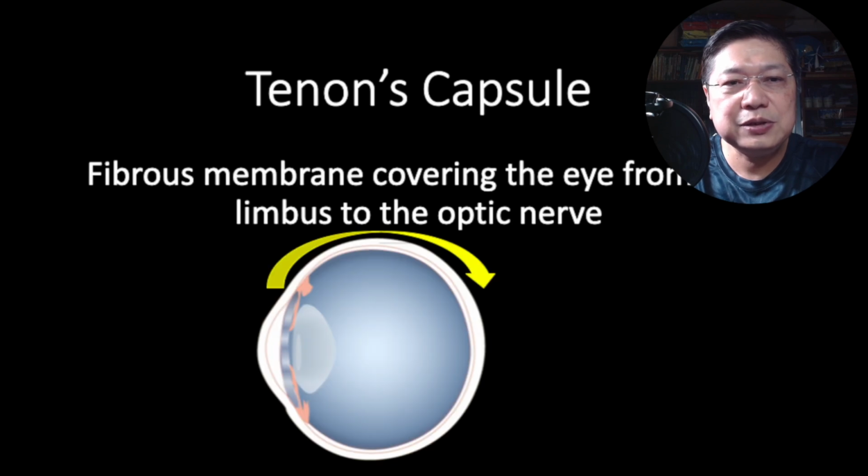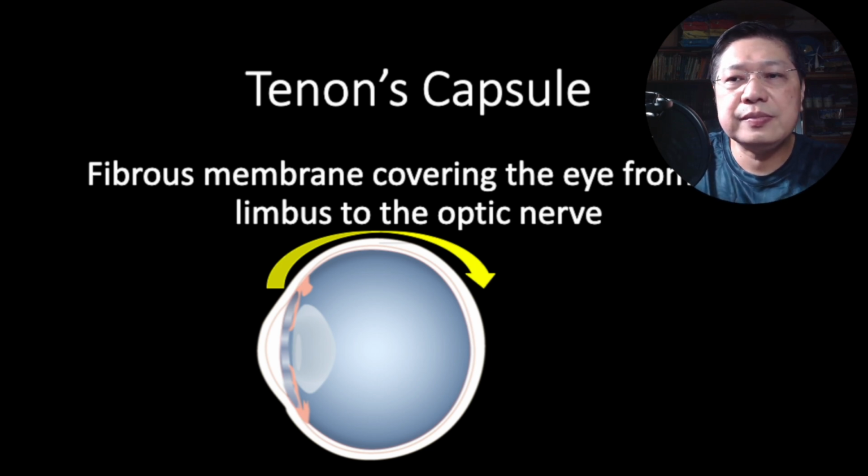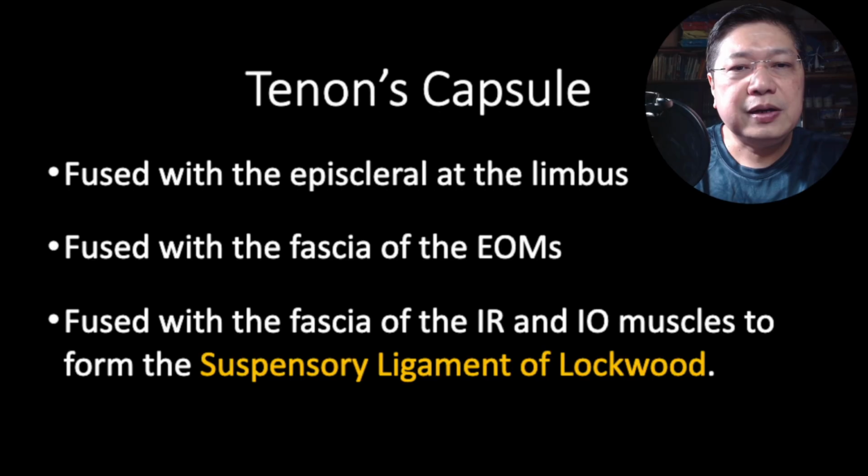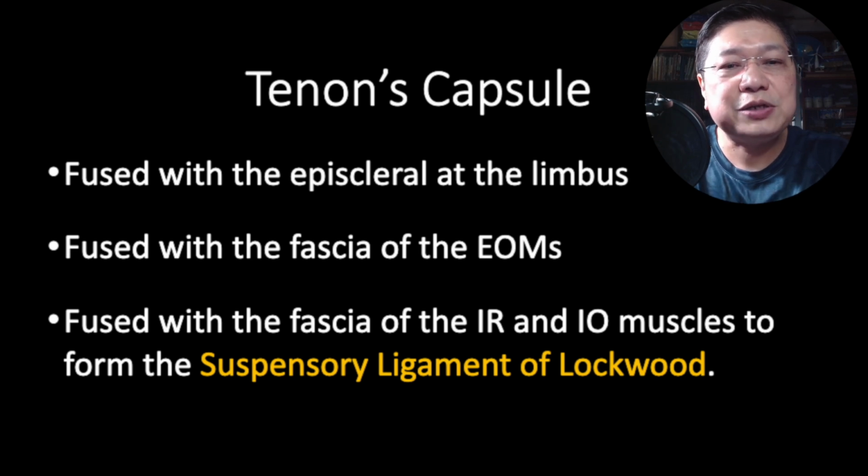The Tenon's capsule is a fibrous membrane. It covers the eye from the limbus to the optic nerve. So the difference between Tenon's capsule and the conjunctiva is Tenon's capsule is covering the entire eyeball, and the conjunctiva is just covering the front part of the eyeball.